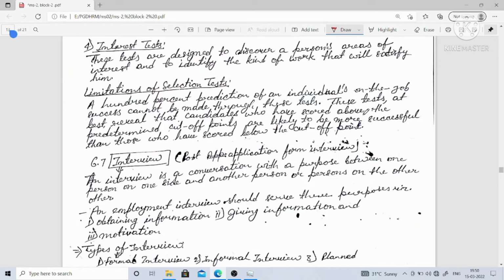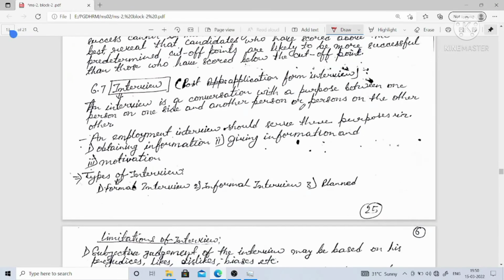Now next, the interview. So, the post-application form interview. Interviews also happen in the beginning, in the pre-screening or screening process. And here, the post-application form interview is used in the end. An interview is a conversation with a purpose between one person on one side and another person or persons on the other side. This is a two-way communication to obtain information.